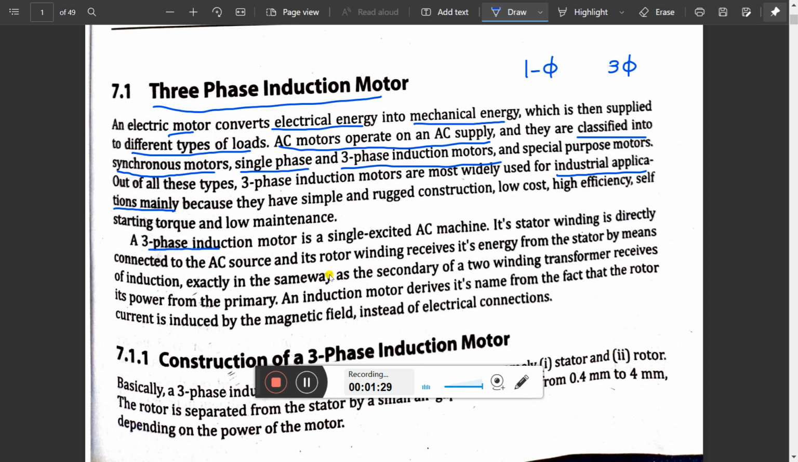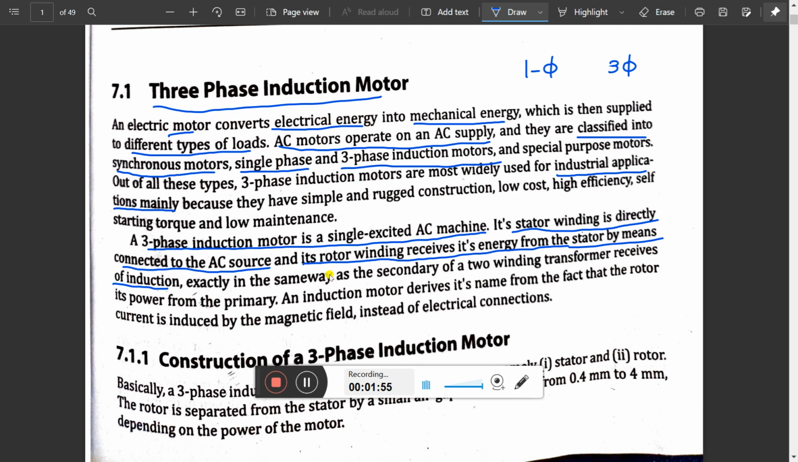The three-phase induction motor is a singly excited AC machine. It means we give supply only to the stator winding, directly connected to the AC source, and the rotating winding receives its energy from the stator by means of induction. There is no direct connection between the rotor and stator.